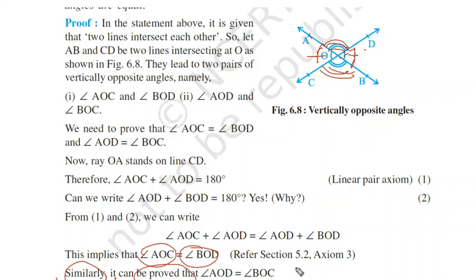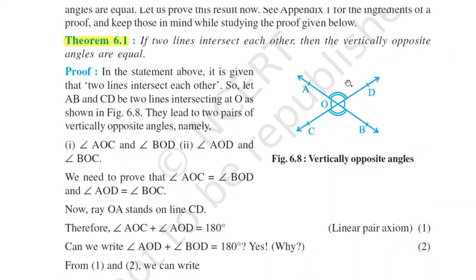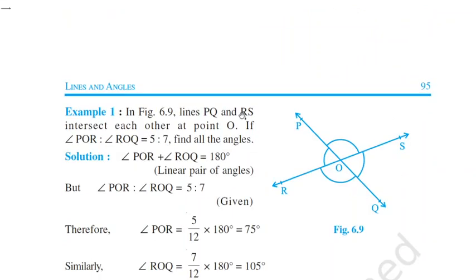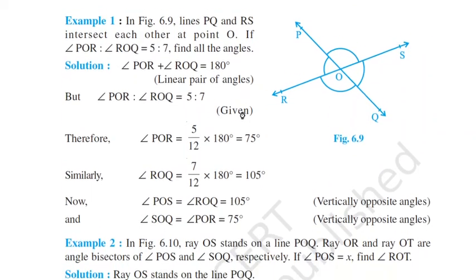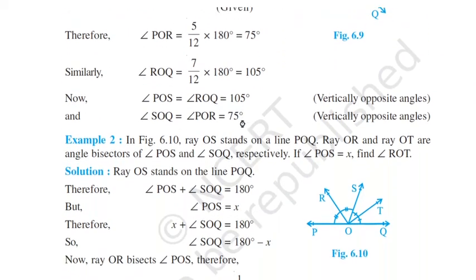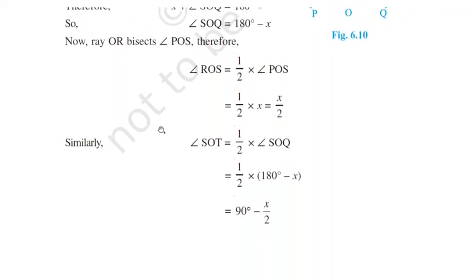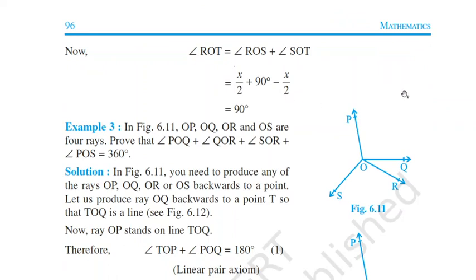So this is your vertically opposite angle theorem. The question may arise like this also: state and prove the vertically opposite angle theorem. So this much for this class. Some examples are here. I would like you to try all these examples, and in the next class we will go to exercise 6.1.